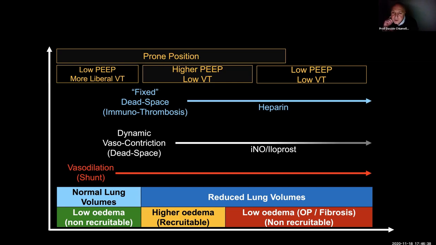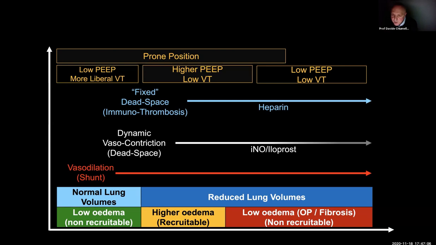And pharmacological treatment is important. Clearly look at dead space and markers of immunothrombosis and think about heparinization. Think about steroids and obviously anti-inflammatories. And some of the patients might have a more vasocentric disease, which might be responsive to some pulmonary vasodilators. And so we'll take that into consideration.